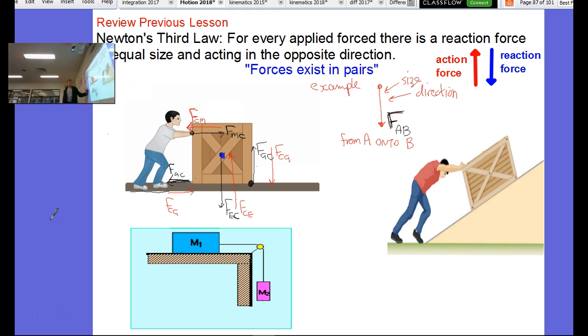Friction. That's right, friction. Friction between what? His feet and the ground, absolutely. And if it wasn't for the friction between his feet and the ground, he wouldn't be able to push the crate at all.